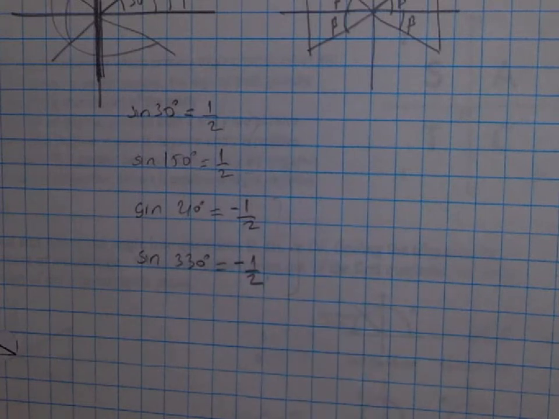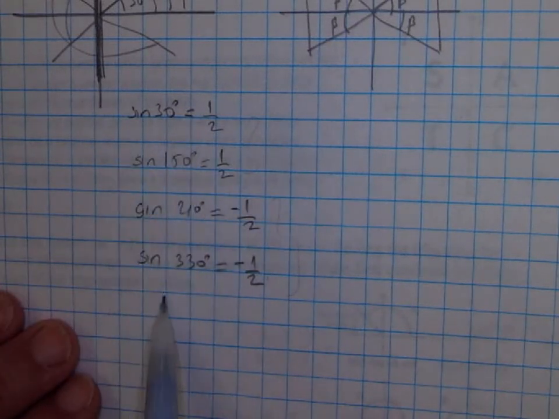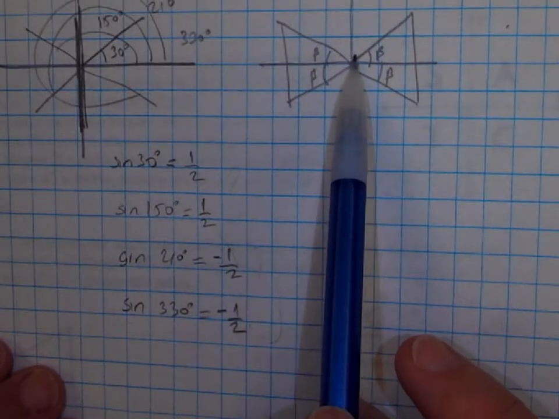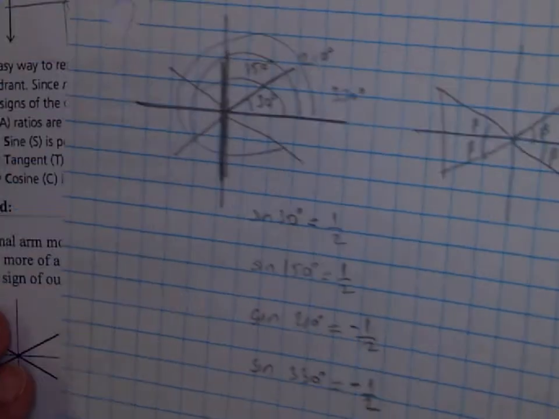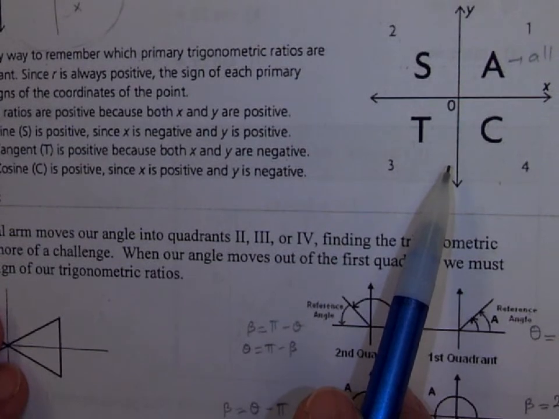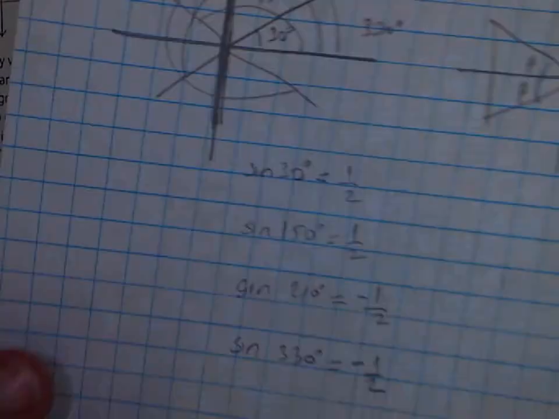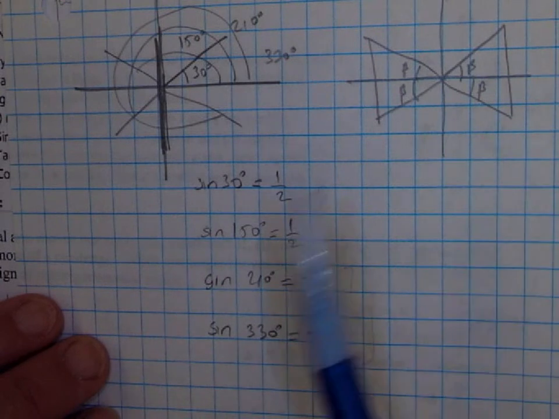Okay, as you see, all these 4 angles have the same number as a ratio, but 2 of them are positive, 2 of them are negative. So therefore we call them related angles, because they have the same related acute angle. Okay, they are related. So let's look at now CAST.